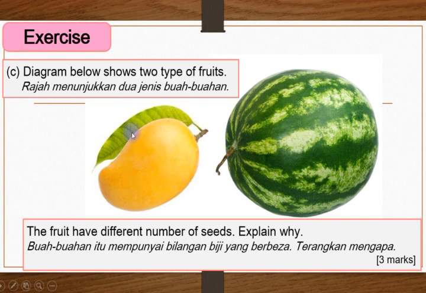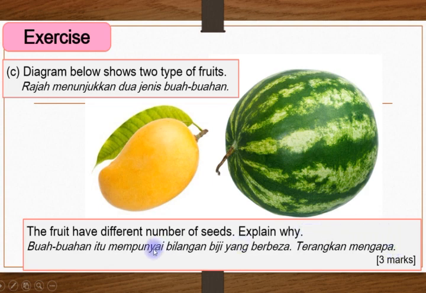A diagram below shows 2 types of fruit. This is referred to the mango, and this one is referred to the watermelon. So the fruits have different numbers of seeds. Explain why. Okay, in the mango, how many seeds? It's just 1 seed. What about the watermelon? It's more than 1. So where do the seeds come from? They come from the ovule, right? So you have to explain why they have different numbers of seeds.